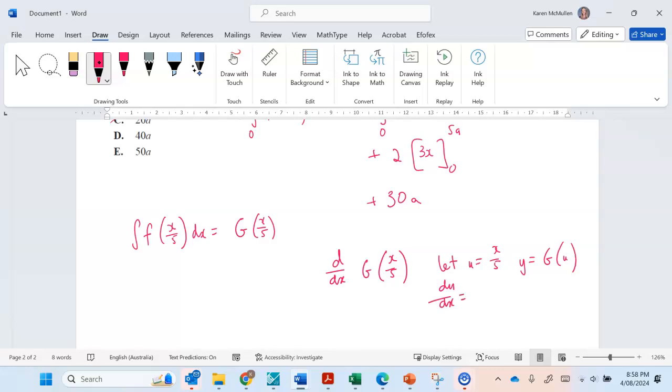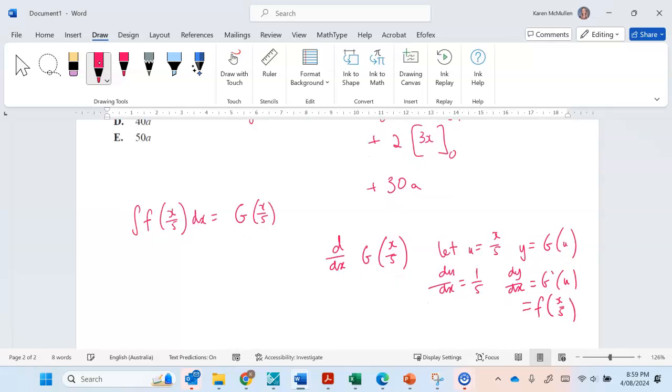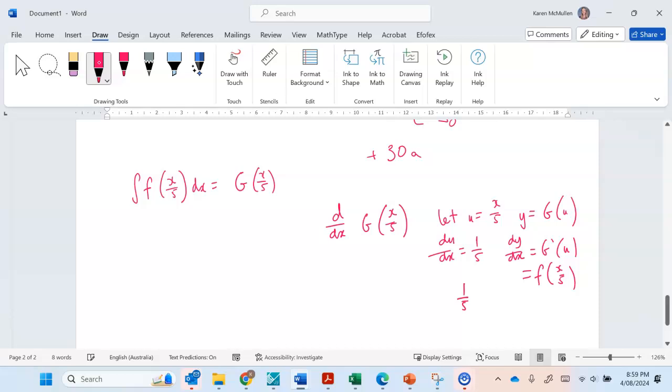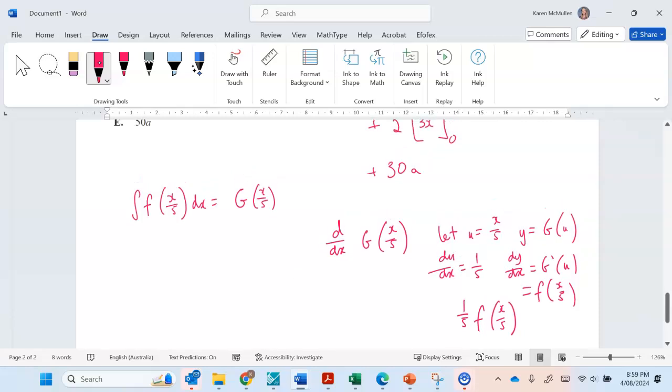So the derivative of x on 5 is just 1/5, and then dy dx, the derivative of g of u is g dash u. And remember, g dash is the same as f, so just substituting in x on 5. So our derivative is 1/5 f of x on 5. All right, so we can just substitute that in. So 1/5 f of x on 5 is equal to g of x on 5.